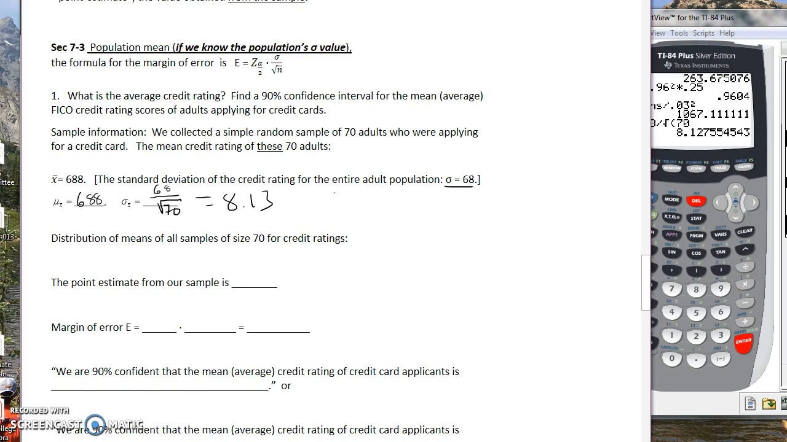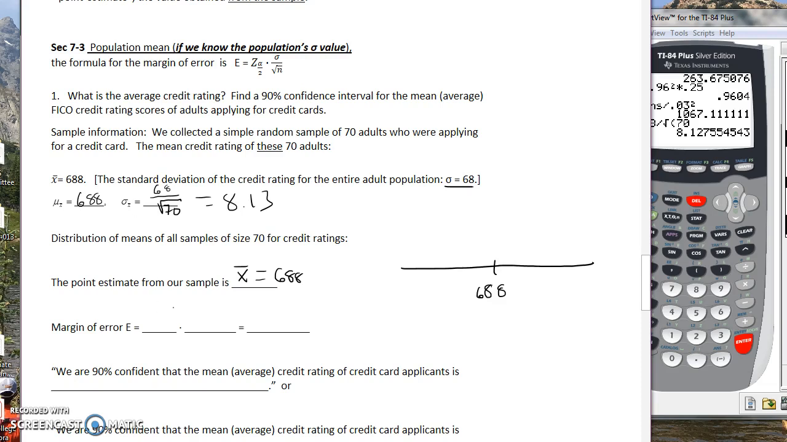Now, the point estimate for our sample, just like it was p hat in proportions, is going to be x bar here. So our point estimate is 688. So basically, I'm going to put 688 in the middle because that is my sample mean. And then I'm going to build a confidence interval by adding the error to the sample mean and subtracting it.